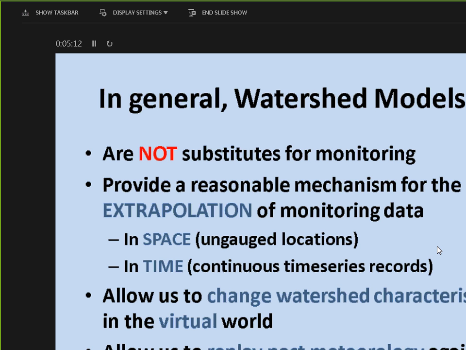And it also allows us to replay past meteorology over and over. None of us will ever be able to go back to 1988 and look at what would have happened during the low flow conditions of 88 if we had changed some of the wastewater treatment plants. We'll never be able to do that in the real world. In the real world, there are no do-overs, but in a model, you can do that.